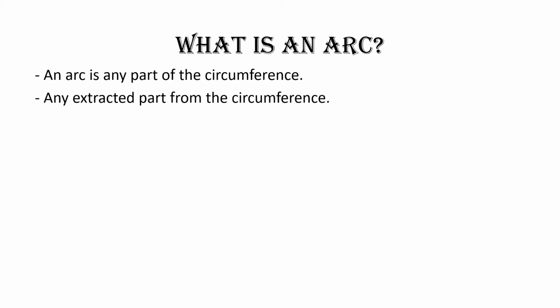So, what is an arc? Simply put, an arc is any part of the circumference, or any extracted part from the circumference. Typically, this is what we have here. AB is known as an arc because it's just part of the circumference. And remember, on Tuesday when we discussed the circumference, we looked at it as the total distance around the shape. So the arc will just be a part of the total circumference. If I take out a part of the circumference in a circle, I have an arc.